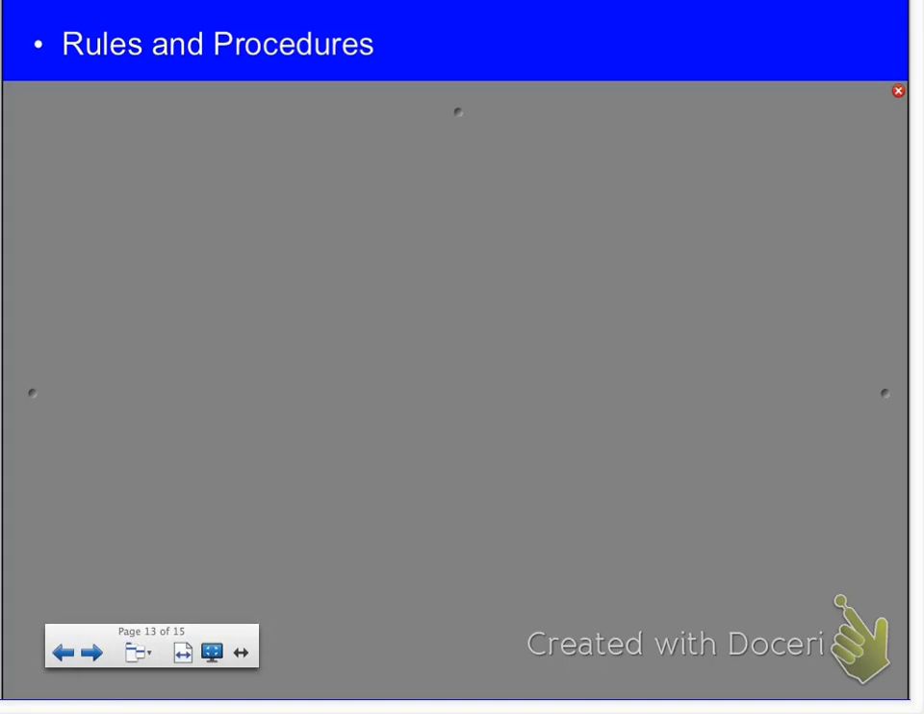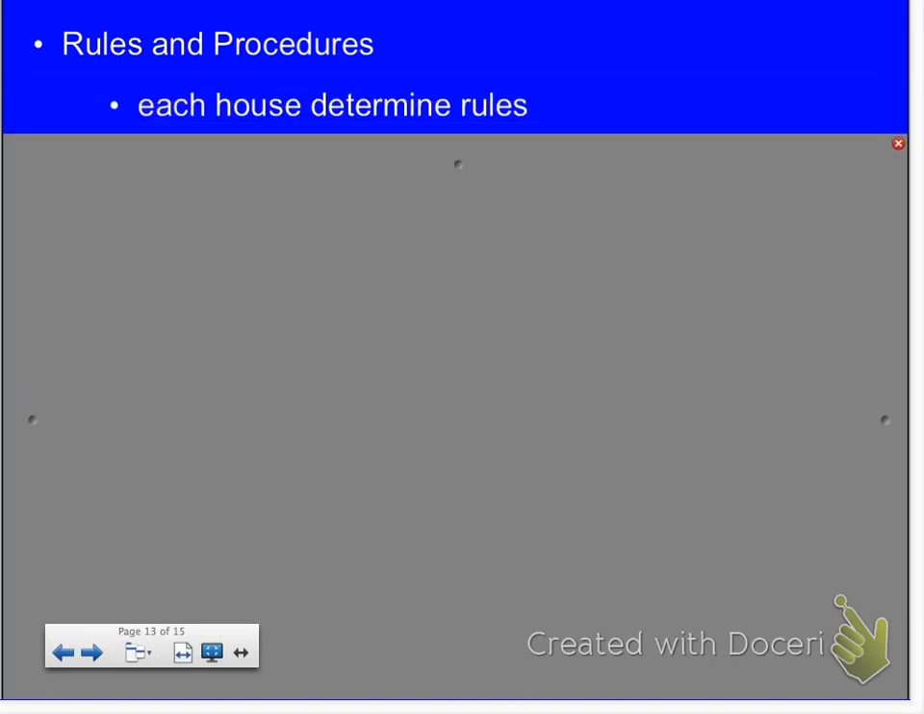Now they have rules and conduct. What do they say about different types of rules that would be going on in both houses? How do they determine rules? What does it say about rules, Garrett? They make their own rules. Yep. Each house determines its own rules.